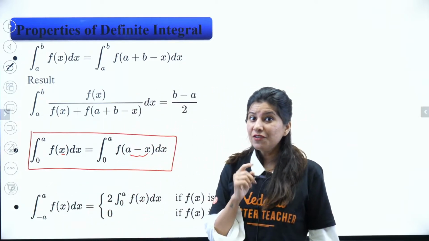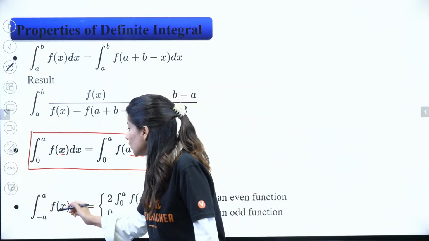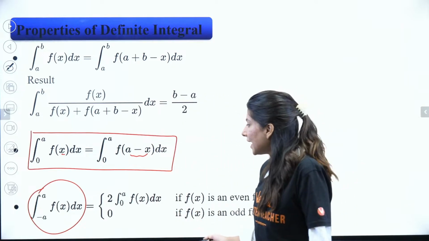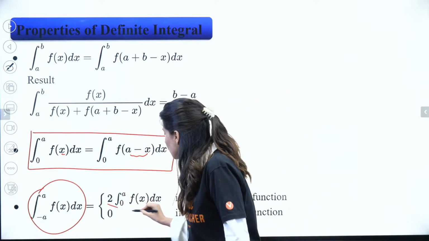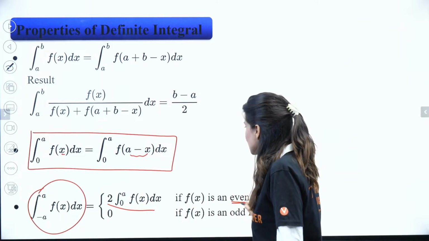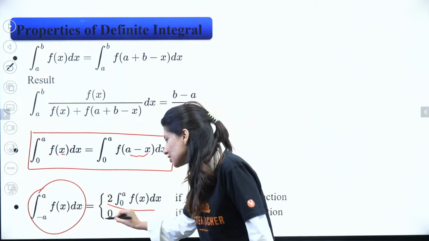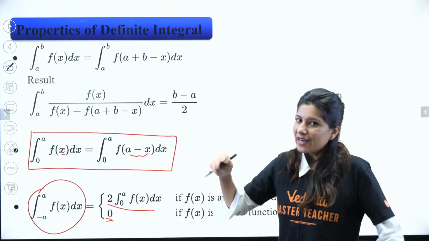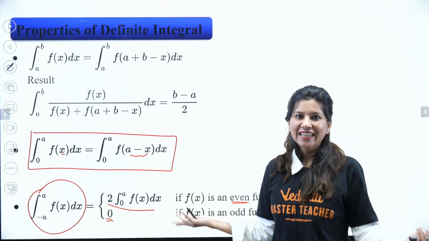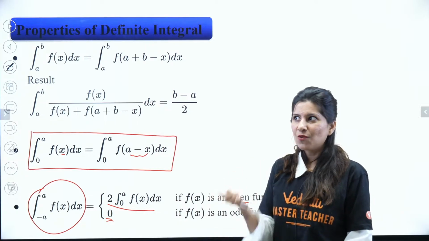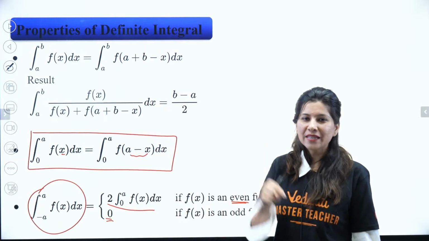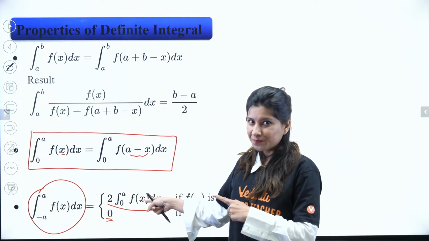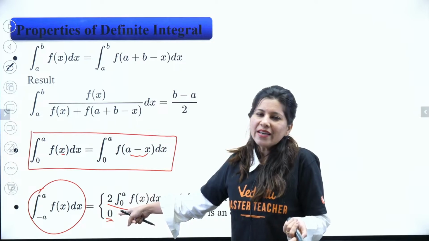This is very important, the even odd property. Minus a to a f of x dx, if you wish to integrate it, that actually will be twice of 0 to a if your function is an even function. And if your function is an odd function, then it's very good, because we are going to get 0. And if we are getting 0, no need to integrate, right? So please pray every time, okay? Please be the odd function, don't be the even function, because even function will have further more work to do. Odd function will be very easy.